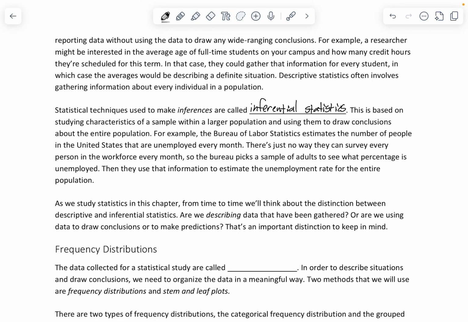As we study statistics in this chapter, from time to time we'll think about the distinction between descriptive and inferential statistics. Are we describing data that have been gathered, or are we using data to draw conclusions or to make predictions? That's an important distinction to keep in mind.